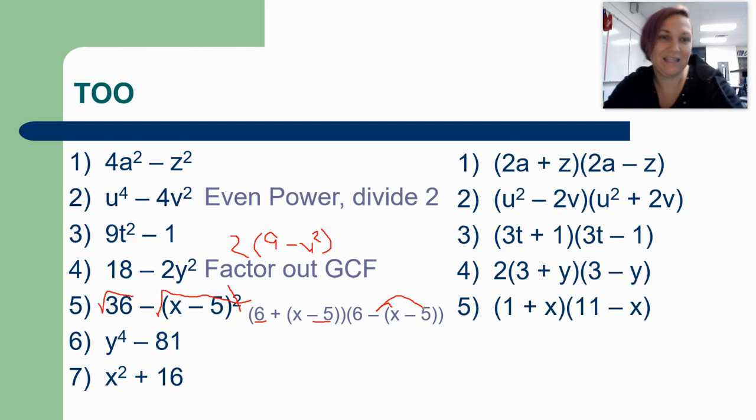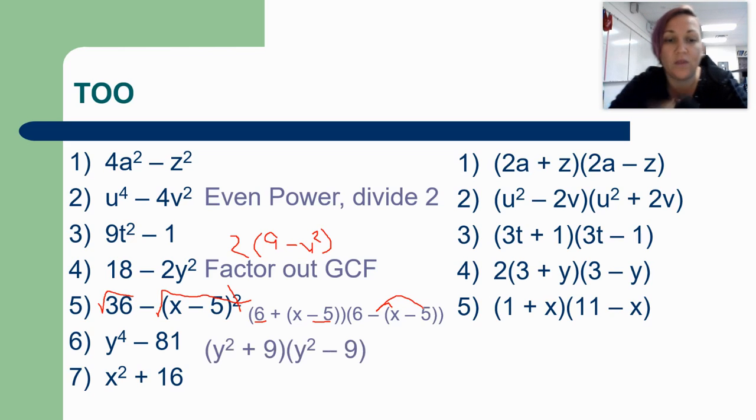Number 6 gets a little bit weird as well. So it is a difference of squares. We talked earlier, when you square root an even exponent, you just divide it by 2. So we would get y squared, and then the square root of 81 is 9. So this is what we write down. However, that is not a final answer. We can actually keep factoring.